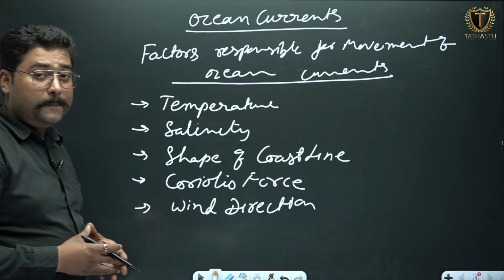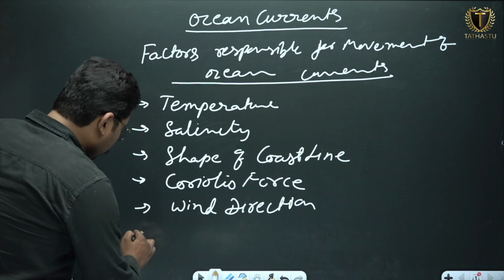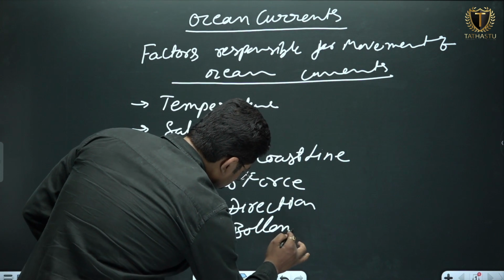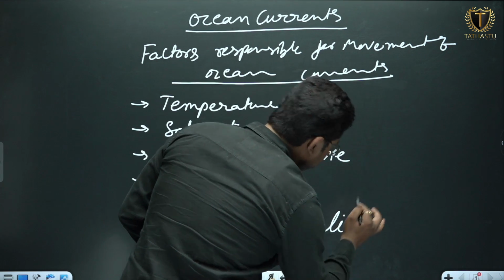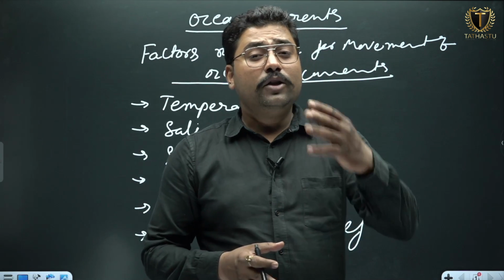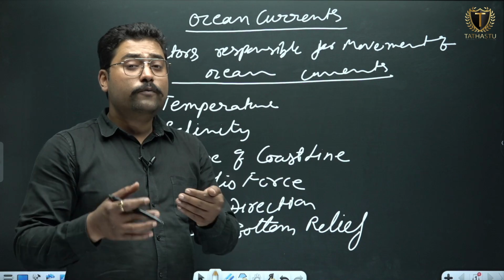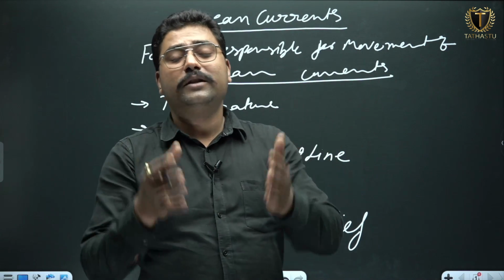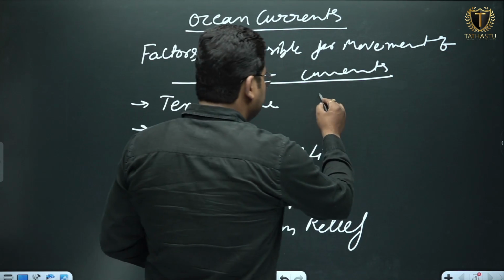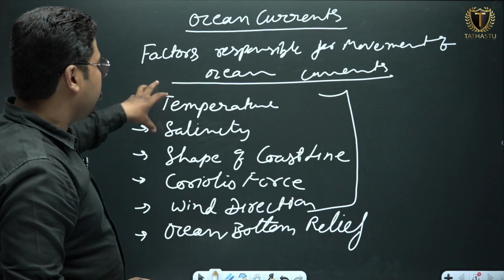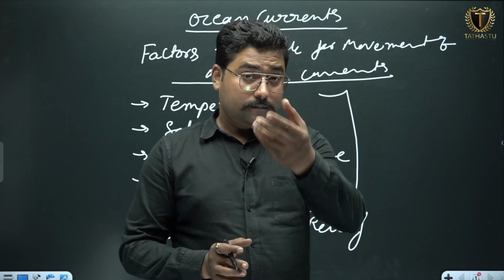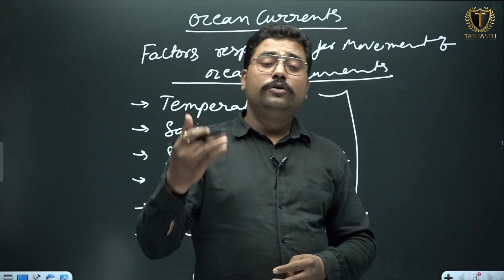Apart from these 5 factors, a few factors are also considered, like ocean bottom relief also. Some of the scholars think that the features which are present in the ocean bottom also help in movement. Simply we can say they help in bifurcation or in their turning path, all these things. But broadly, the factors which are considered are 5: the temperature, salinity, shape of coastline, Coriolis force and wind direction, or simply the prevailing winds. So we are going to discuss them one by one.